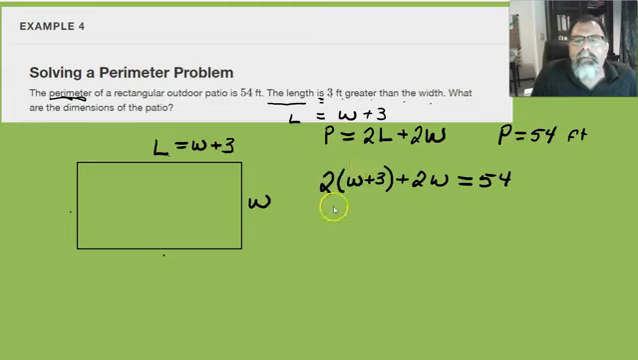So we distribute the 2. 2 times 3 is 6. Combine our like terms: 2W and 2W is 4W. Okay, so that side's simplified. This side's just 54, so we don't have to do anything.